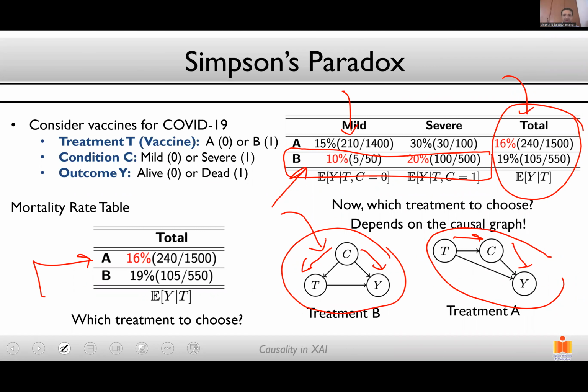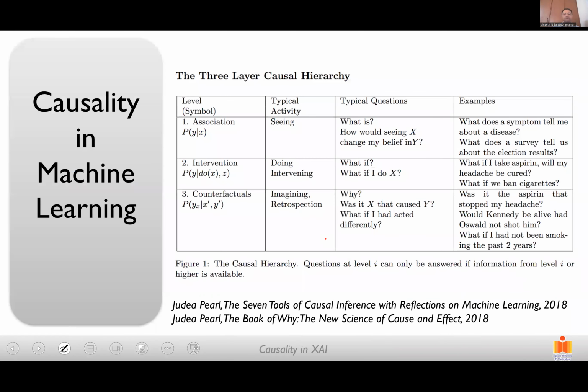Why is that important? Because AI and machine learning models are being deployed in risk-sensitive settings where it's the lives of people or property of people that actually becomes at stake. That's one strong motivation for why we need to consider causality in deployment of AI machine learning models in general.